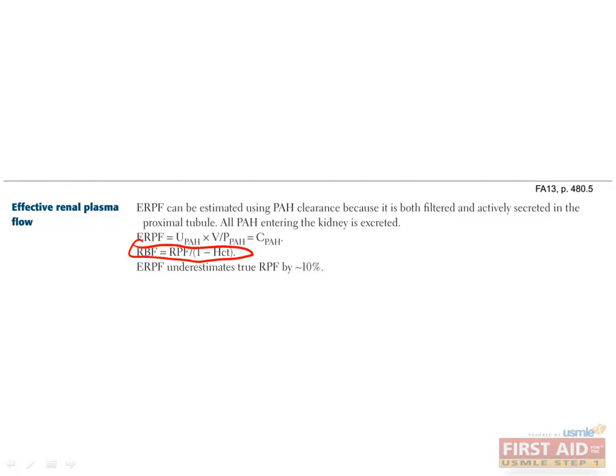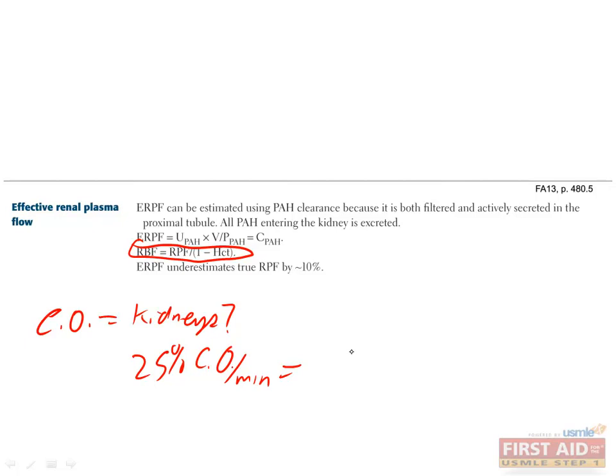So here's a question related to renal blood flow that may be useful for you to remember. How much of the resting cardiac output do the kidneys receive? The kidneys receive about 25% of the resting cardiac output per minute. This is typically anywhere between 1.2 to 1.3 liters.